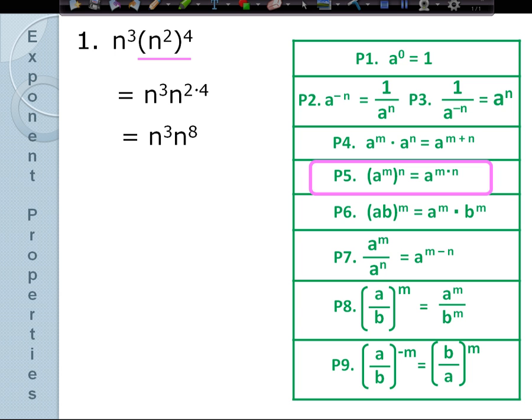Then if you look, we have 2 n's. So we have the same base, and they're being multiplied. Anytime we have the same base that are being multiplied, we can add their exponents. So this becomes n to the 3 plus 8 power, which is n to the 11th power. But again, make sure you have everything for number 1 written down before you move on. Your final answer is n to the 11th power.